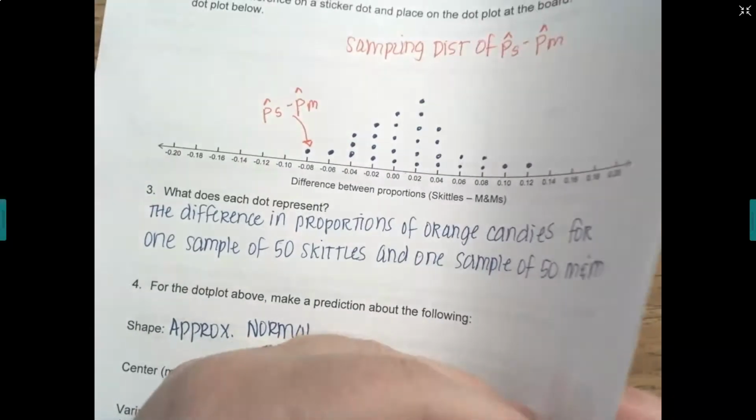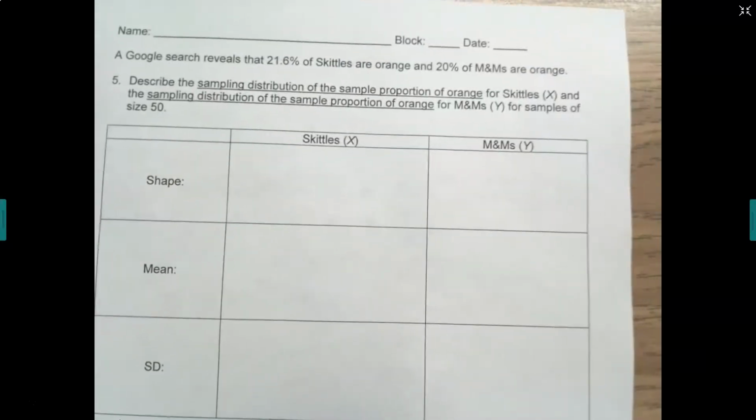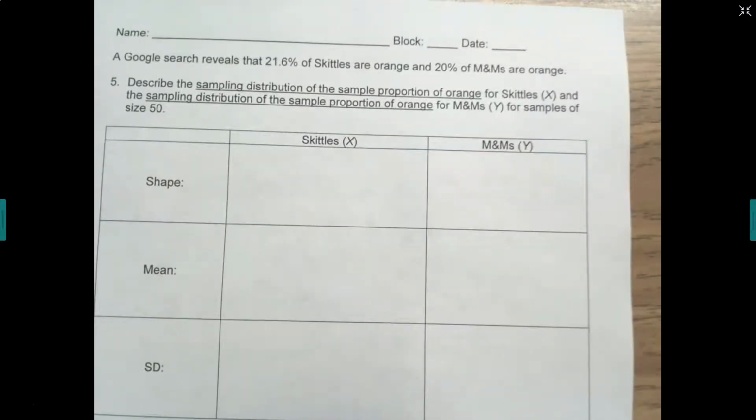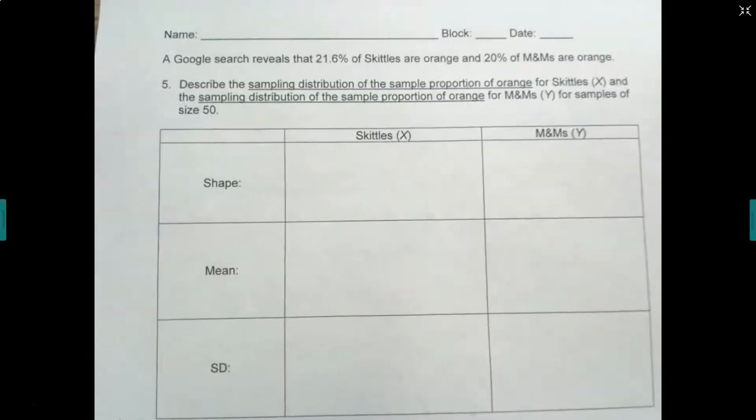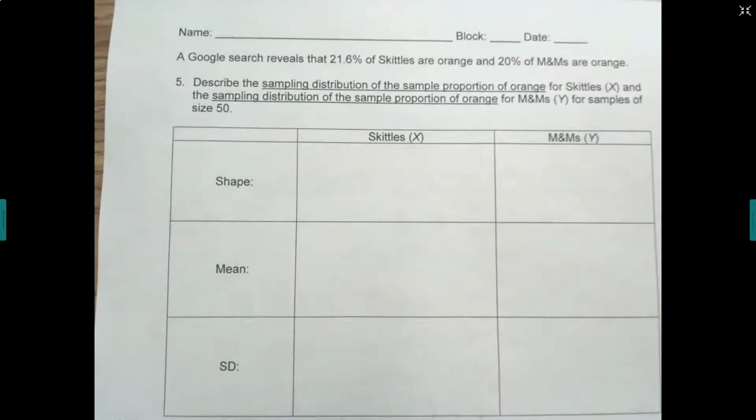Alright, so let's go ahead and flip this over and continue. I did a Google search on orange candies for Skittles and M&Ms and found that 21.6% of Skittles are orange and 20% of M&Ms are orange. So we're going to fill out this chart with some information. There's some conditions that we're going to need to check.